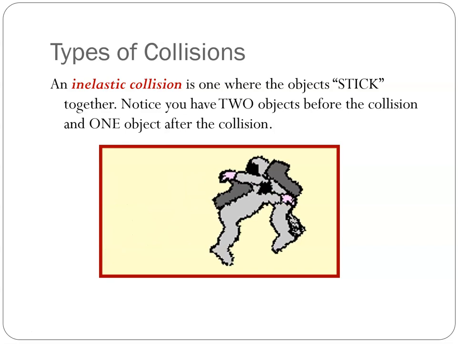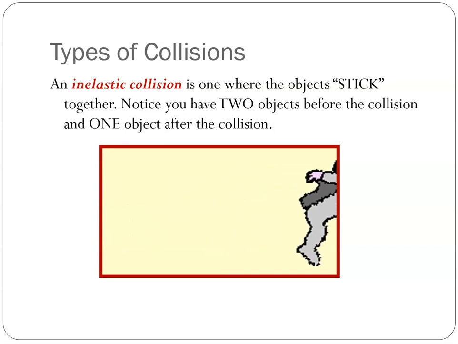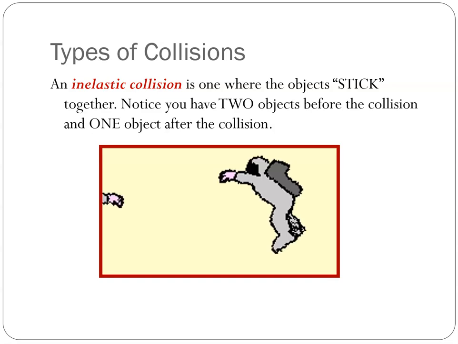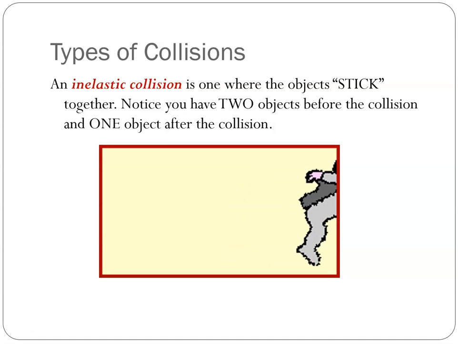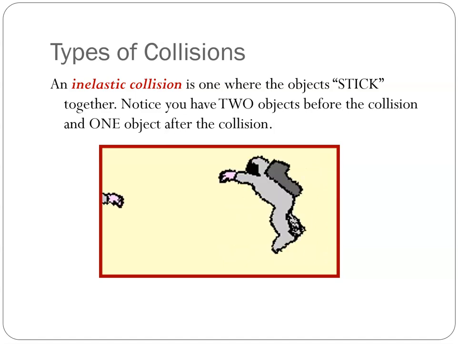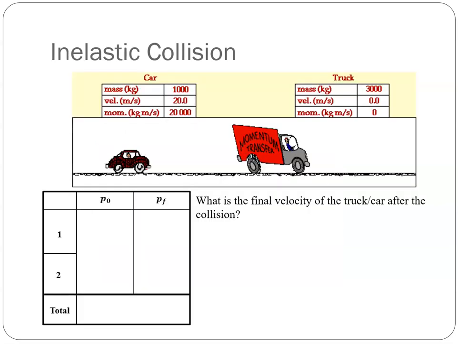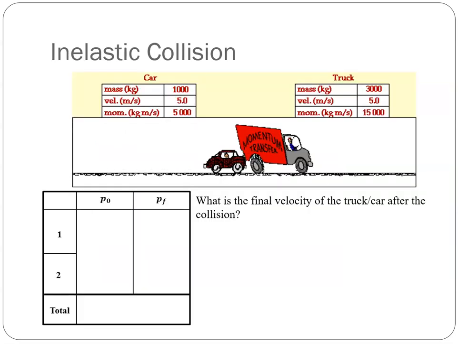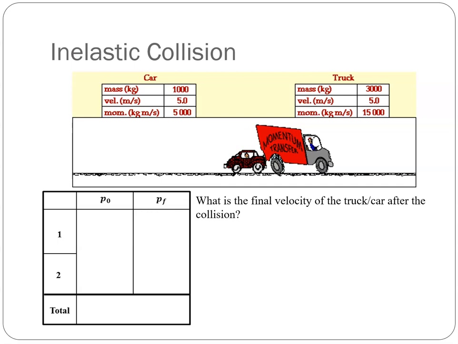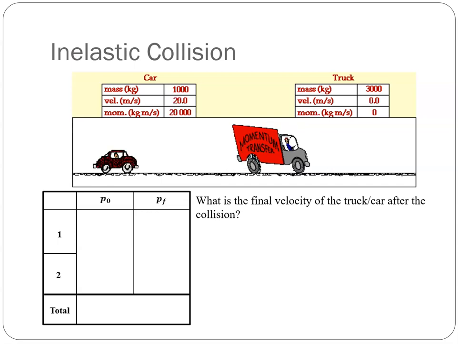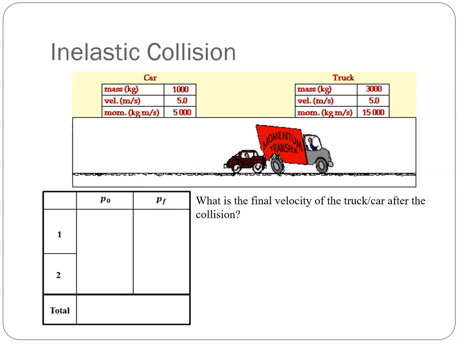So the first kind of collision we're going to talk about is called an inelastic collision. It's where the objects stick together. If you notice the two astronauts, you start with two objects, two astronauts, and after the collision, they move off together. They are stuck together. So we have the same thing here with the car hitting the truck. Now the charts above give you the mass and the velocity of the car and the truck in the beginning, and it does also at the end.